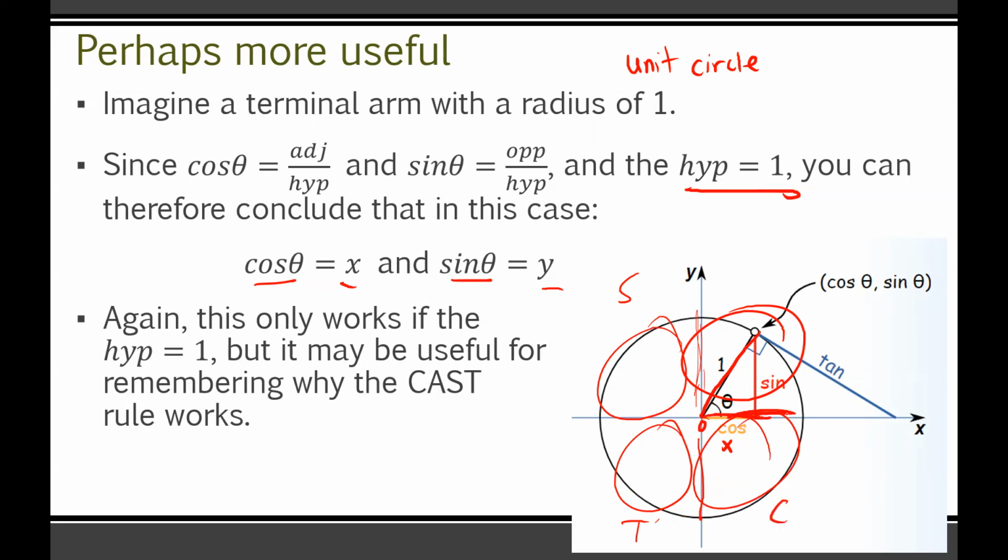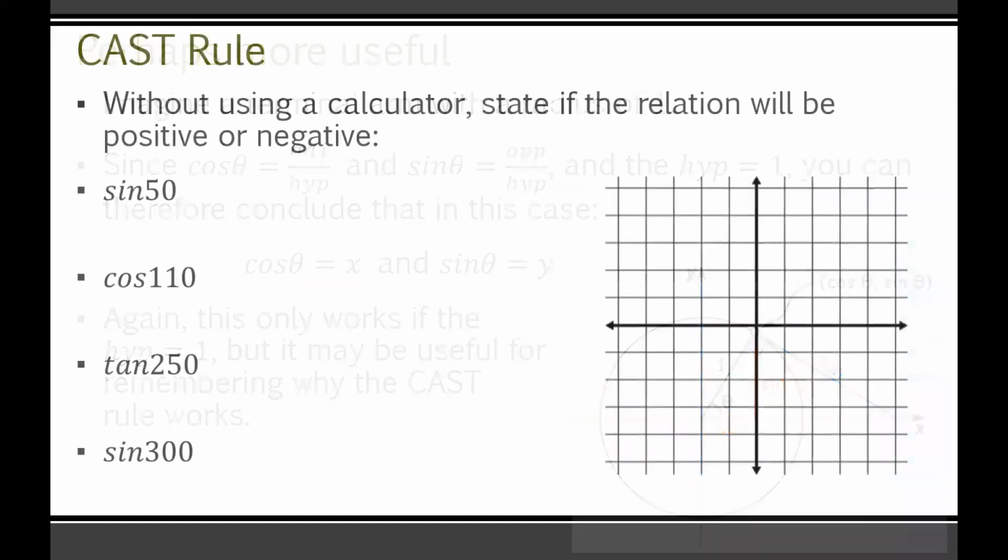Cosine is positive over here. These are positive x values along this way, but sine is negative, right? Because we're down below the x-axis. Hopefully that makes a little bit of sense. It's just kind of like, hey, this is why the CAST rule works.